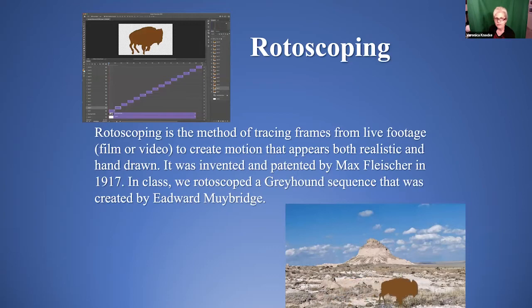And rotoscoping is the method of tracing frames from live footage, film, or video to create motion that appears both realistic and hand-drawn. It was invented and patented by Max Fleischer in 1917. In class, we rotoscoped a buffalo. I forgot to replace the word greyhound, but we rotoscoped the sequence that was created by Eadweard Muybridge.